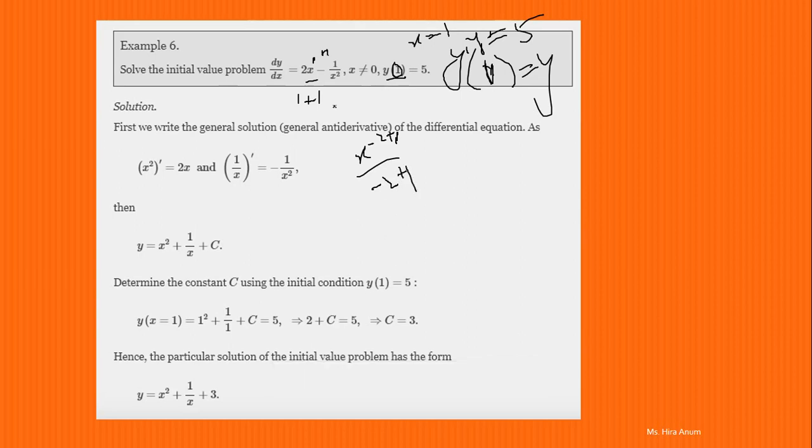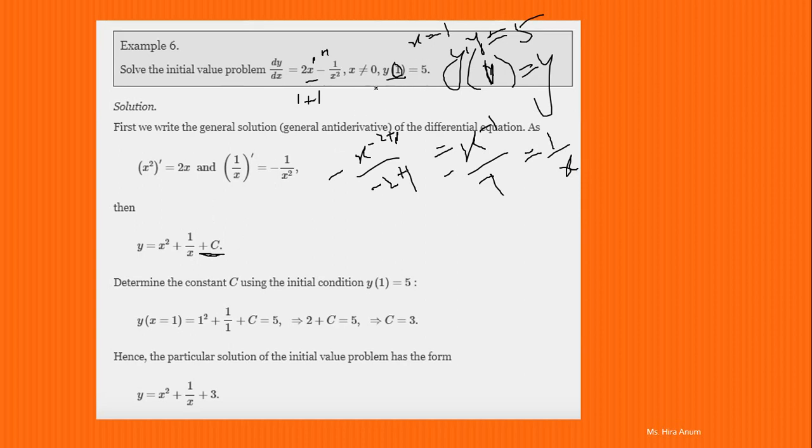So it becomes x equals to minus 1 over minus 1. So it becomes positive, because minus minus is positive: 1 over x. Taking the minus here, it becomes positive 1 over x plus c. In indefinite integration we can use plus c.